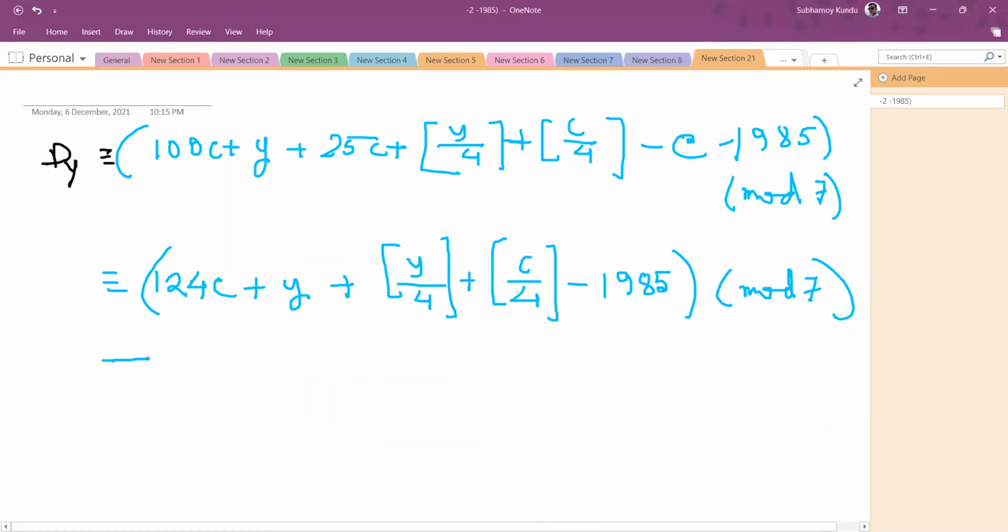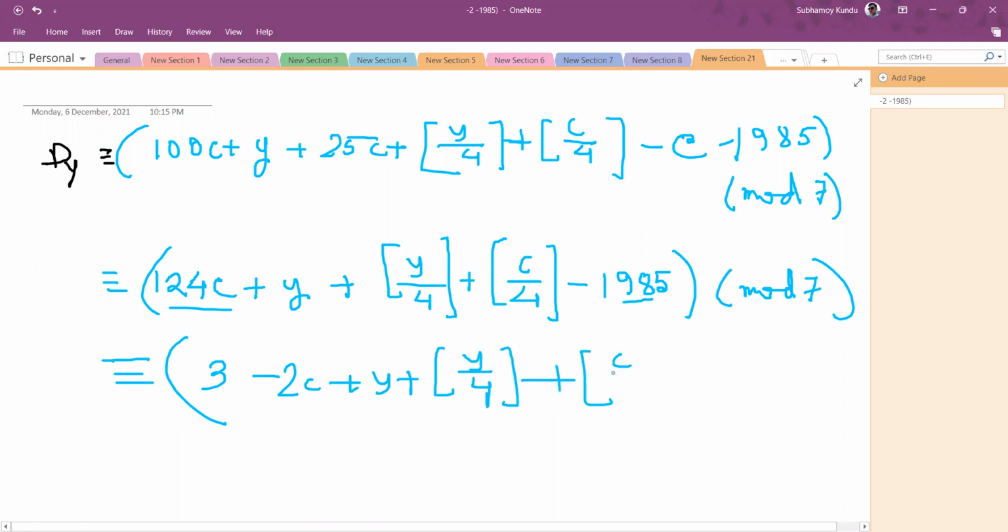Now we can simplify it more, just to make sure that these are not two big numbers. Let's make it very simple. Like it will be 3 minus 2c plus y by 4 plus c by 4, mod 7. How did we do it?